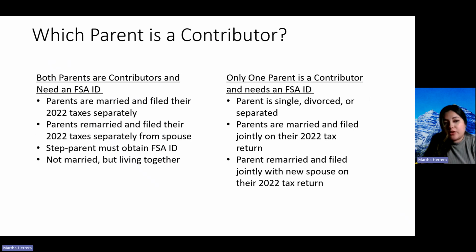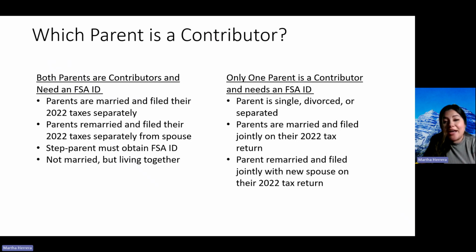So which parent is a contributor? Both parents are contributors and need an FSA ID if the parents are married and file their 2022 taxes separately, if the parents remarried and file their 2022 taxes separately from their spouse, and at that point the step-parent must obtain an FSA ID as well, or if the parents are not married but are living together. Only one parent is a contributor and needs an FSA ID if the parent is single, divorced, or separated, or if the parents are married and file jointly on their 2022 tax return, or if the parent remarried and filed jointly with the new spouse on their 2022 tax return.